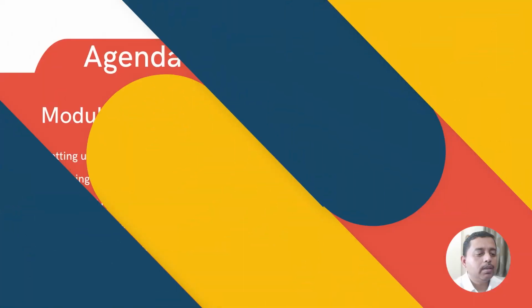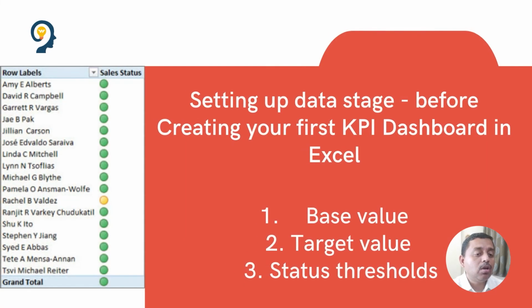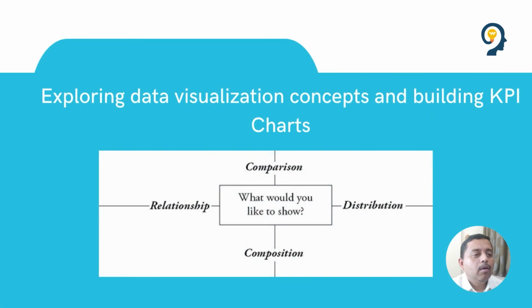When we talk about this module, first of all, setting up the stage is very important. We should ensure that we give the best value out of our data, and the status and threshold and all these things should be taken care of whenever we are working with any kind of KPI dashboarding using Excel. Visualization, definitely, is going to be an elaborated topic, but when it comes to KPI, we need to explore and talk about visualizations also.